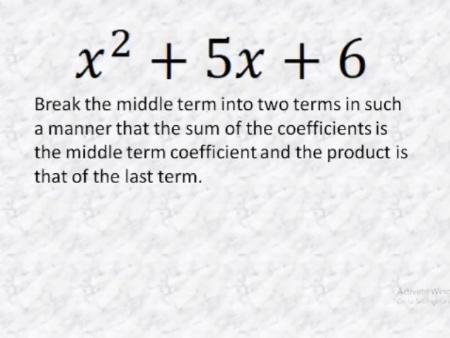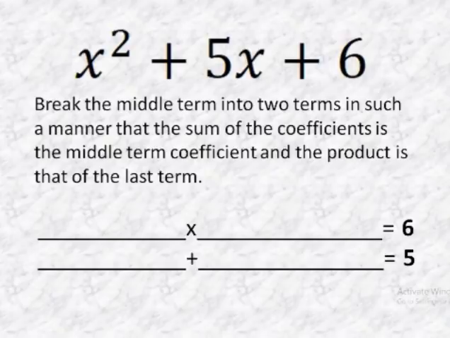First of all, we have to break the middle term into 2 terms in such a manner that the sum of coefficients of the middle term and the product of the two terms is that of the last term. Let's see what it means. It means we have to think of 2 numbers. If we multiply them, we get 6, and if we add them, we get 5.